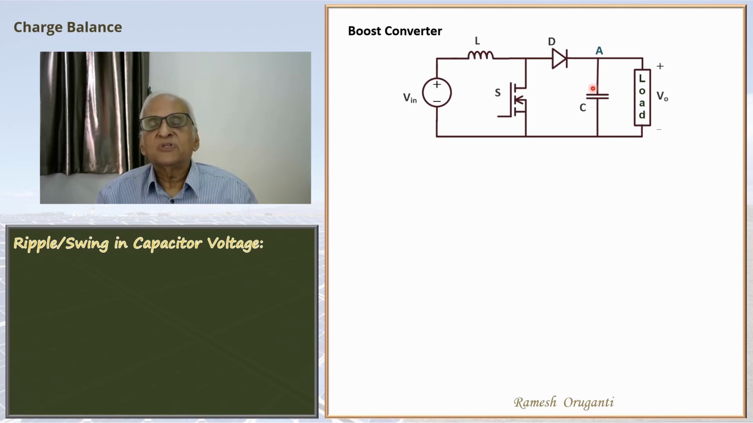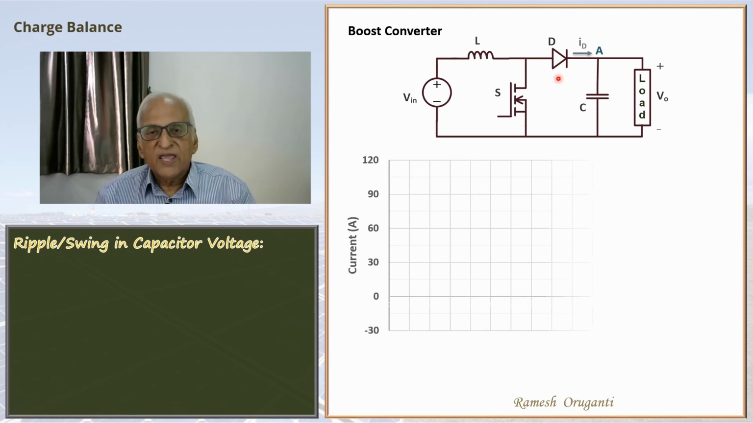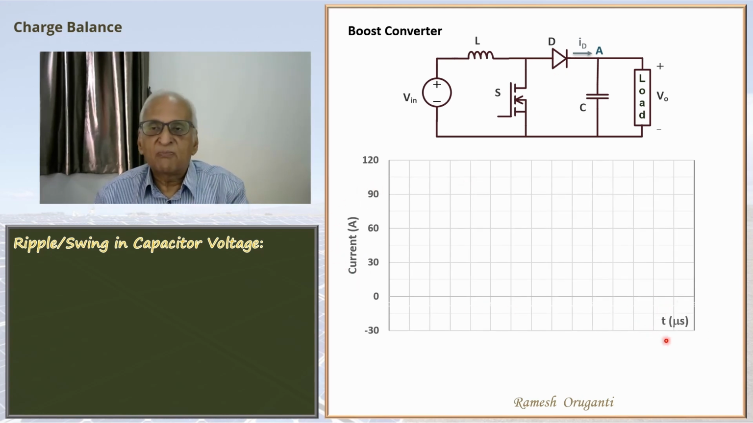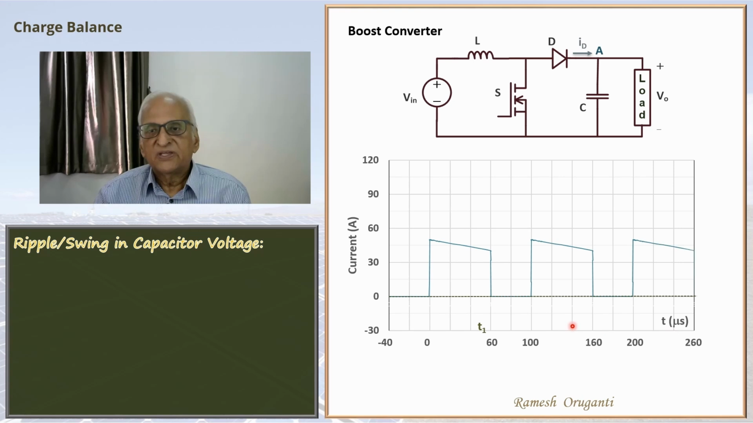So let us start with the diode current, ID. The diode current ID comes because of the operation of the converter, and it has the waveform that I am going to show. Y-axis is the current and x-axis is time, here in microseconds. I have taken a specific converter and analyzed it. So we are going to deal with actual values of currents and voltages. The ID waveform looks like this.